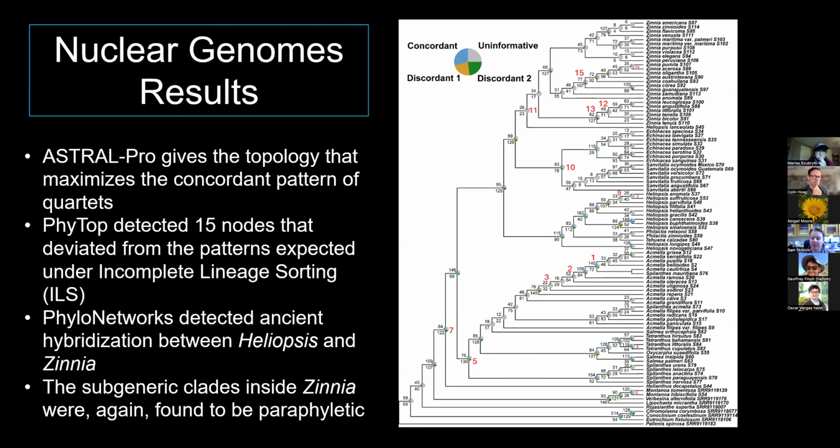So again, we'll have to skip the methods. If you have questions on those, feel free to email me later or ask me after this, but we've got to move on to this ASTRAL-Pro tree that gives us a topology with the most concordant patterns of our quartets. We've got 15 nodes that did get flagged by PhyTop as not falling with what we'd expect with incomplete lineage sorting alone.